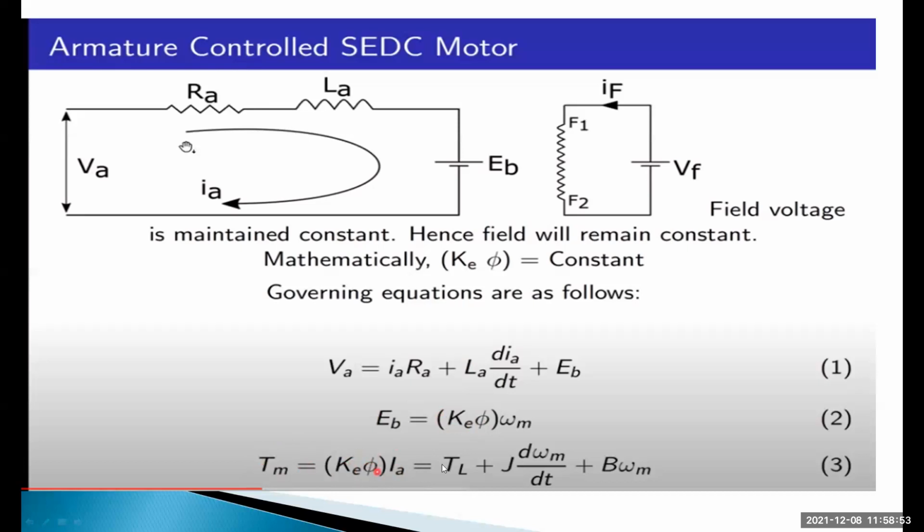K into phi is constant. Here this is called constant. Here these two are constant, because the field voltage is maintained constant. And this motor developed torque Tm is equal to TL, that is called load torque, plus J into d omega by dt plus B into omega.